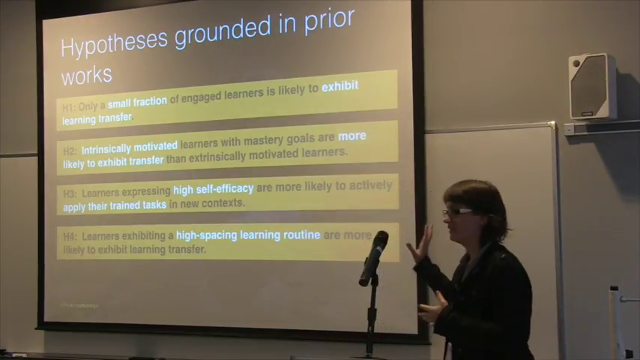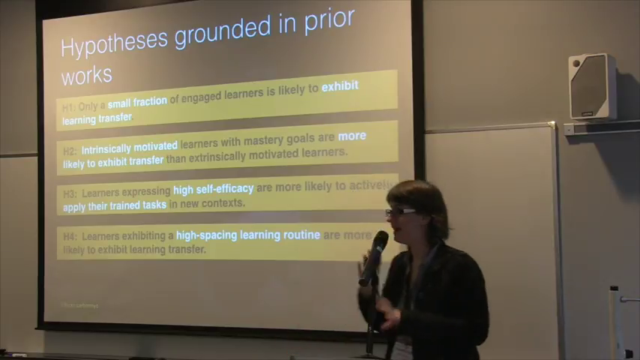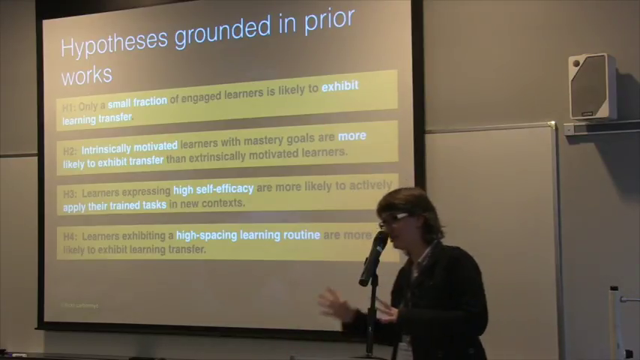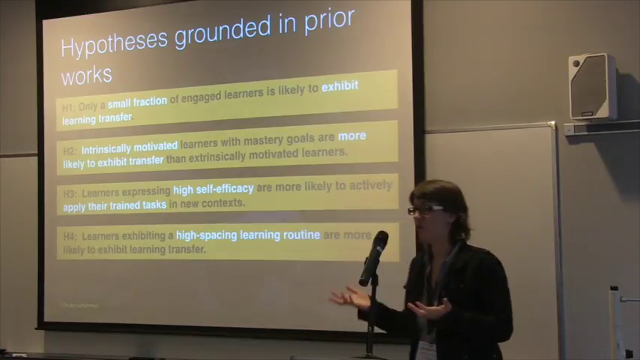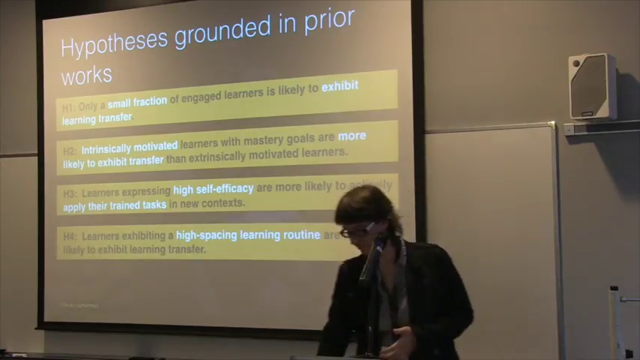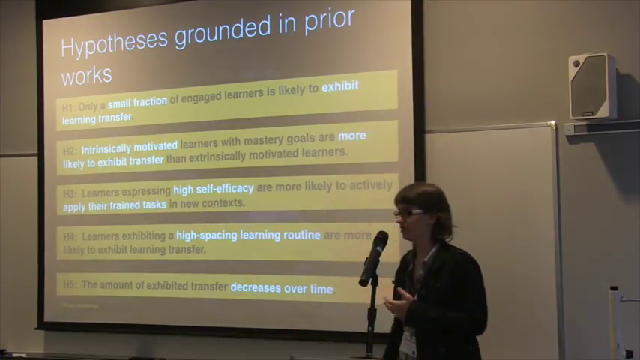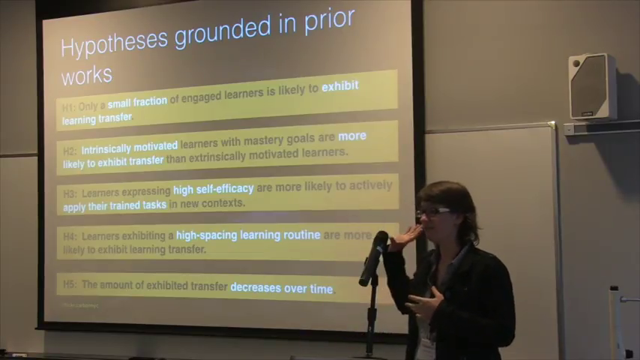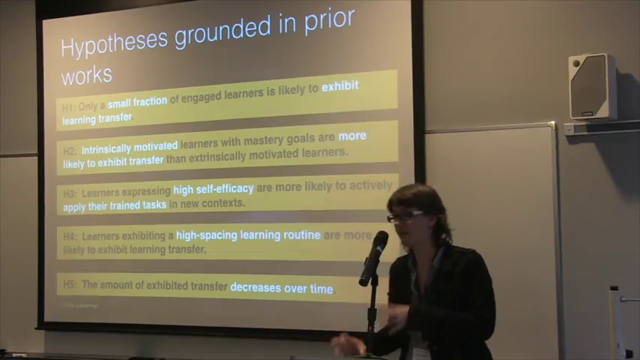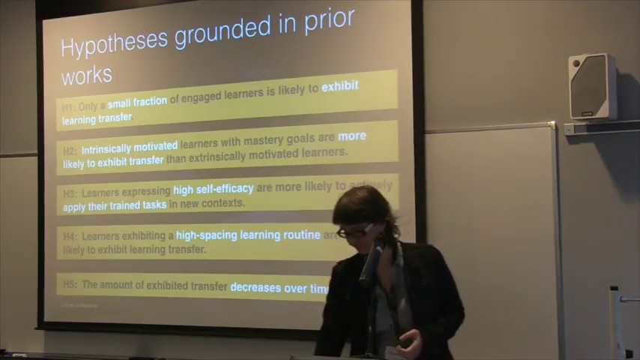And we also looked at other established research that looks at how people learn. So if you're a high-spaced learner, so if you learn over time instead of cramming for learning sessions, then you're also supposed to be more likely to transfer. And lastly, that's again from the literature, so transfer decreases over time. So we had these 5 hypotheses, which have been known to hold for the classroom setting, and we just had the question, so what happens now? What happens in the MOOC setting?